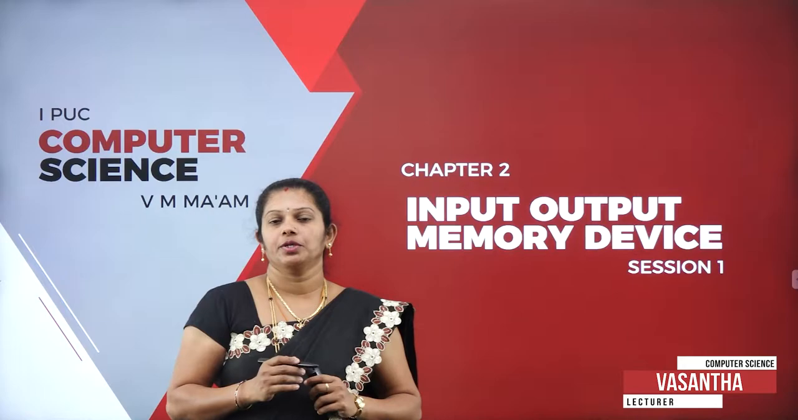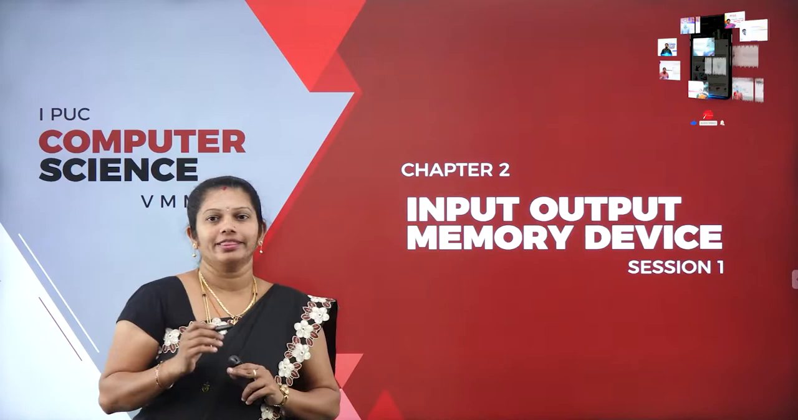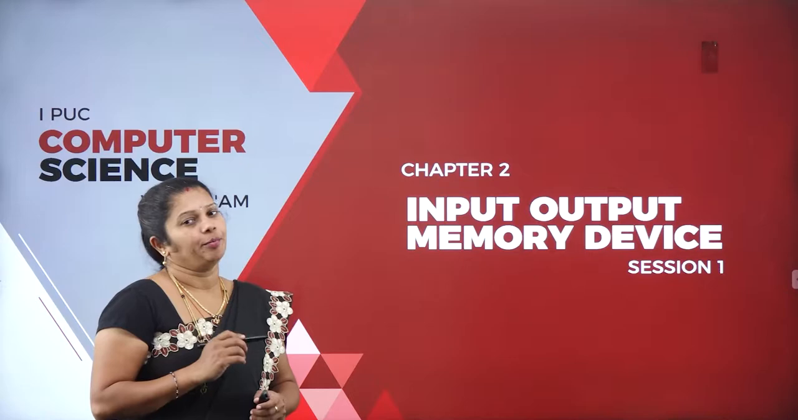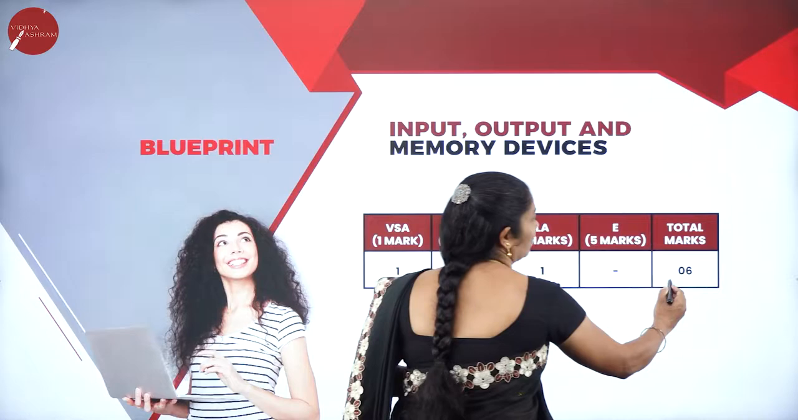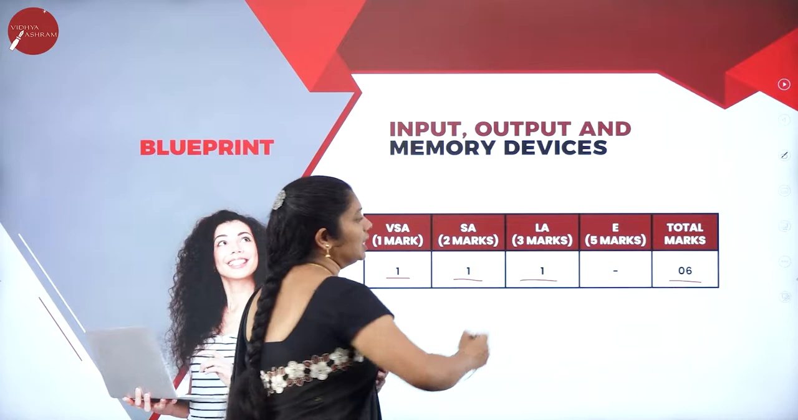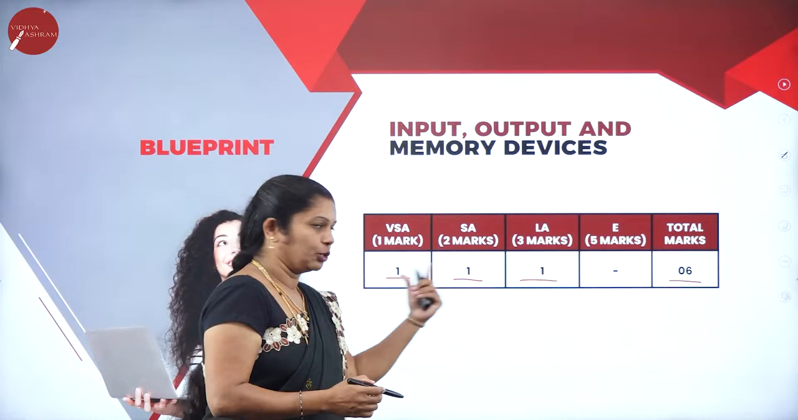Today, we are going to start with the first session of the second chapter, that is Input, Output and Memory Devices. In this chapter, the total weightage in the annual exam will be 6 marks. Out of 6 marks, in part A, 1 question, part B, 1 question, as well as in part C, 1 question. In part A, for 1 mark, 1 question, for 2 marks, 1 question, as well as for 3 marks, 1 question you will get in the annual exam.